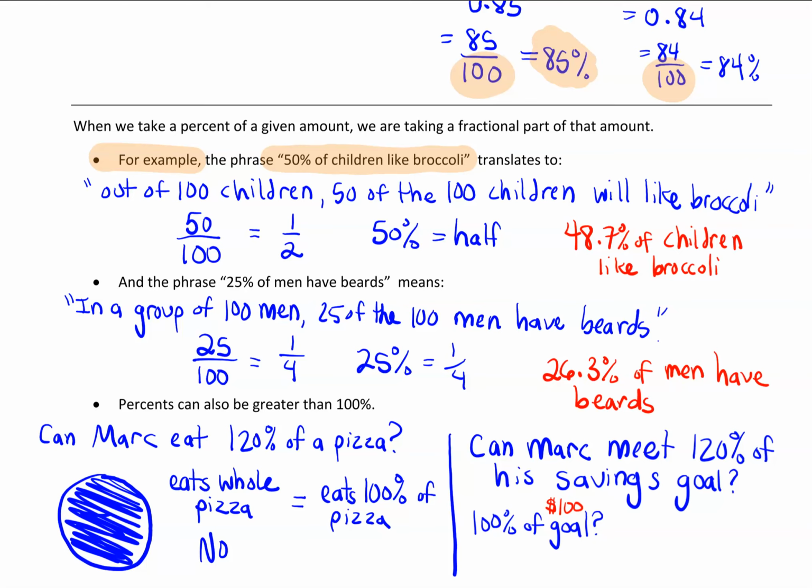So can he save 120% of that goal? Again, that goal is still $100 a month, right? What would it mean to be 120% of that goal? He can do that, right? Yeah, it just means he saved more than $100, right? He exceeded his goal. That's okay. So in this context, percents bigger than 100% make sense.